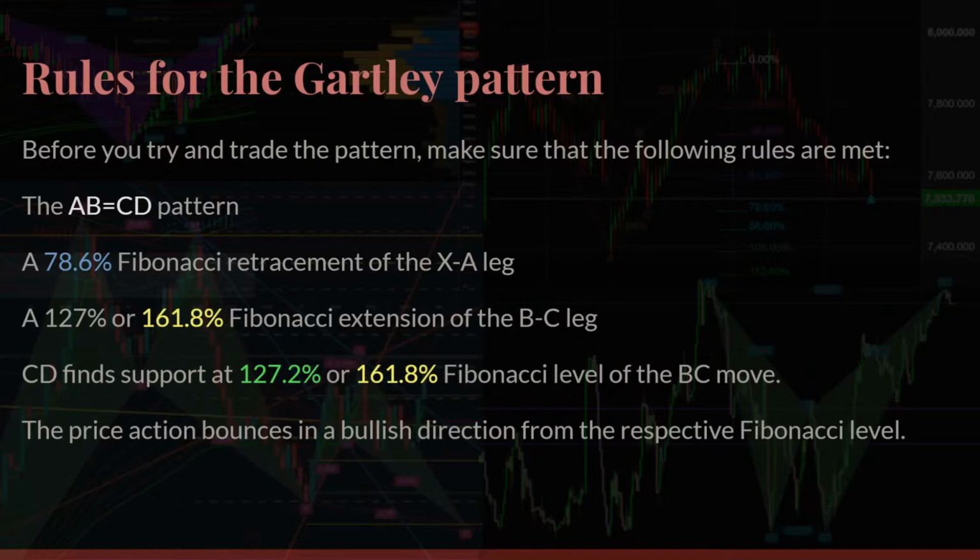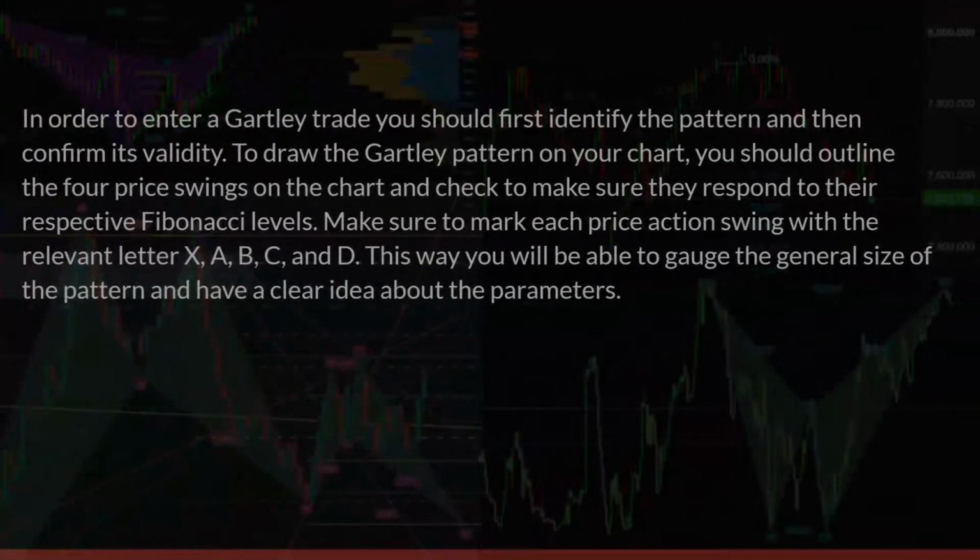So, in order to enter a Gartley trade, you should first identify the pattern and then confirm its validity. To draw the Gartley pattern on your chart, you should outline the 4 price moves and the swings on the chart to identify them and make sure they respond to the respective fib levels, and mark each price action swing with the relevant letter: X, A, B, C, and D. To begin with, it does help to identify your patterns.